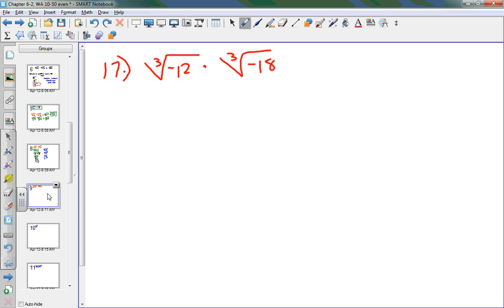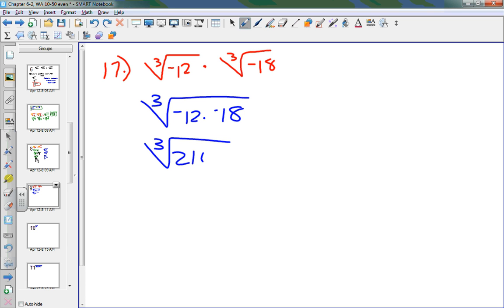What do you notice here? They have the same index. They have the same roots. We're going to marry them. Negative 12 times negative 18 gives me a positive. And my little freakazoids that know their multiplication tables, I'm very proud of you, which is 216.